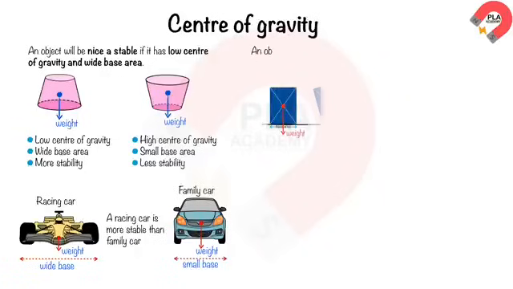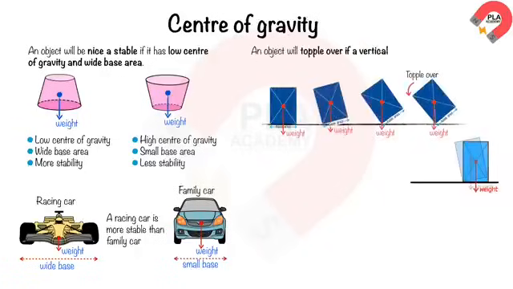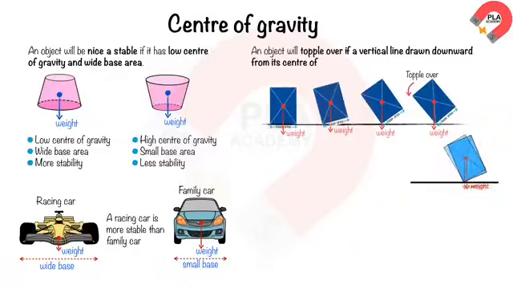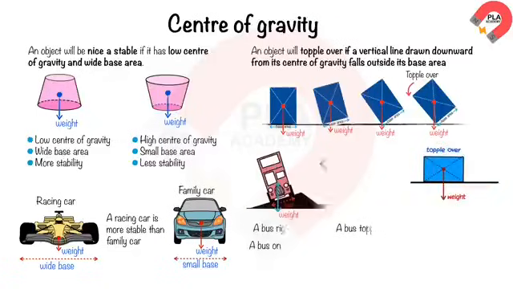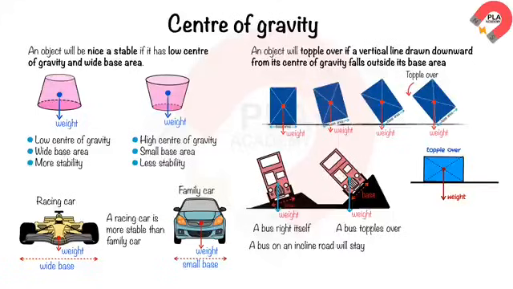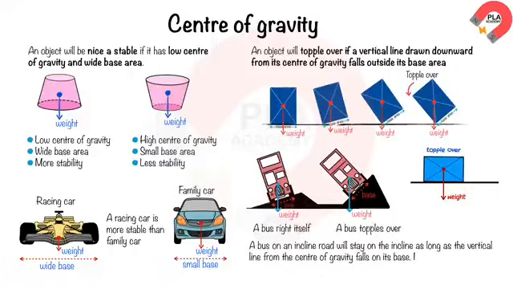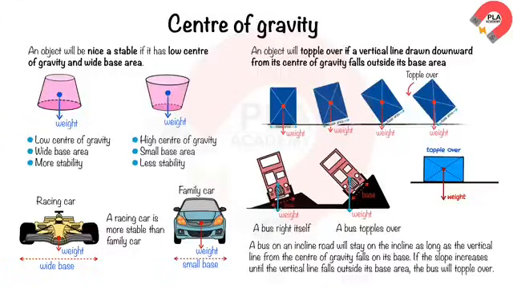An object will topple over if a vertical line drawn downward from its center of gravity falls outside its base area, as shown. For example, a bus on an incline road will stay on the incline as long as the vertical line from the center of gravity falls on its base. However, if the slope increases until the vertical line falls outside its base area, the bus will topple over.